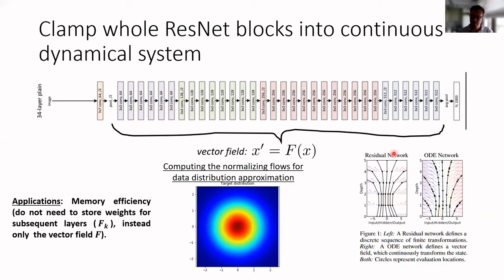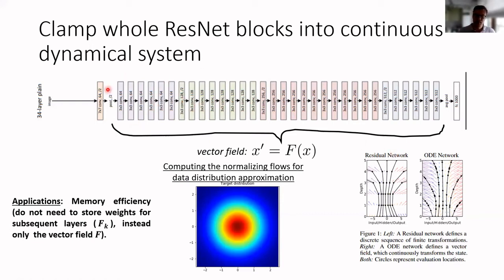So then the network becomes continuous, and you can actually work with non-uniform data. The samples can be distributed non-uniformly. It will still work. That's one big advantage. Another one is memory efficiency.